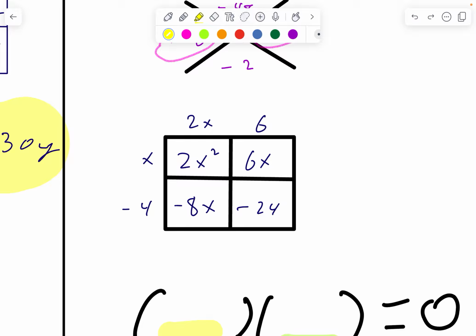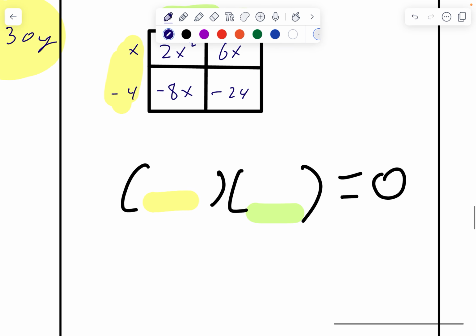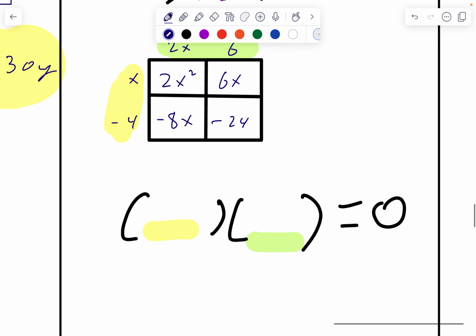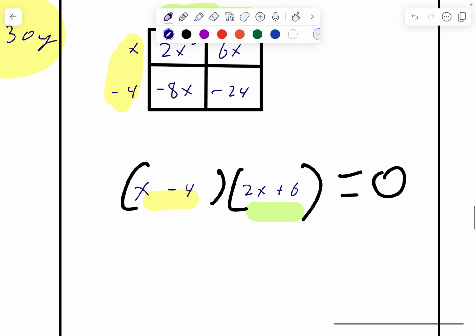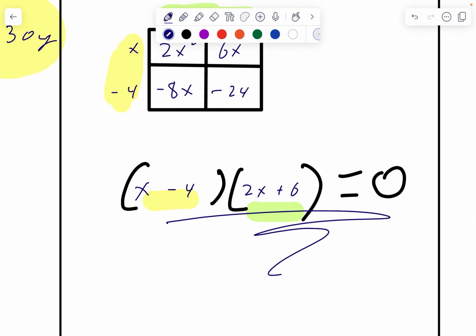It looks like we have what's going to go here and what's going to go here. Let's go fill in our parentheses here. So we'll have x minus 4. And in the second one, we'll have 2x, and that's a positive 6 right there. So it'll be plus 6. But this is still equal to 0.